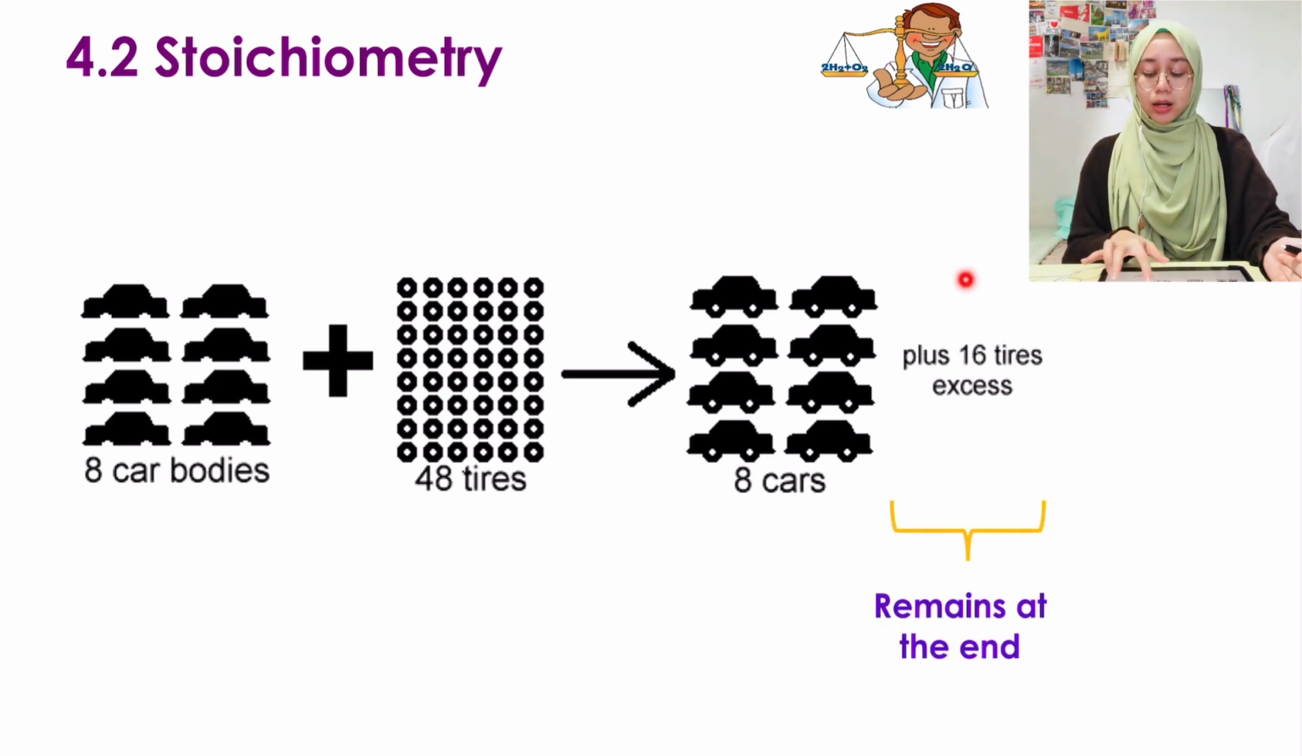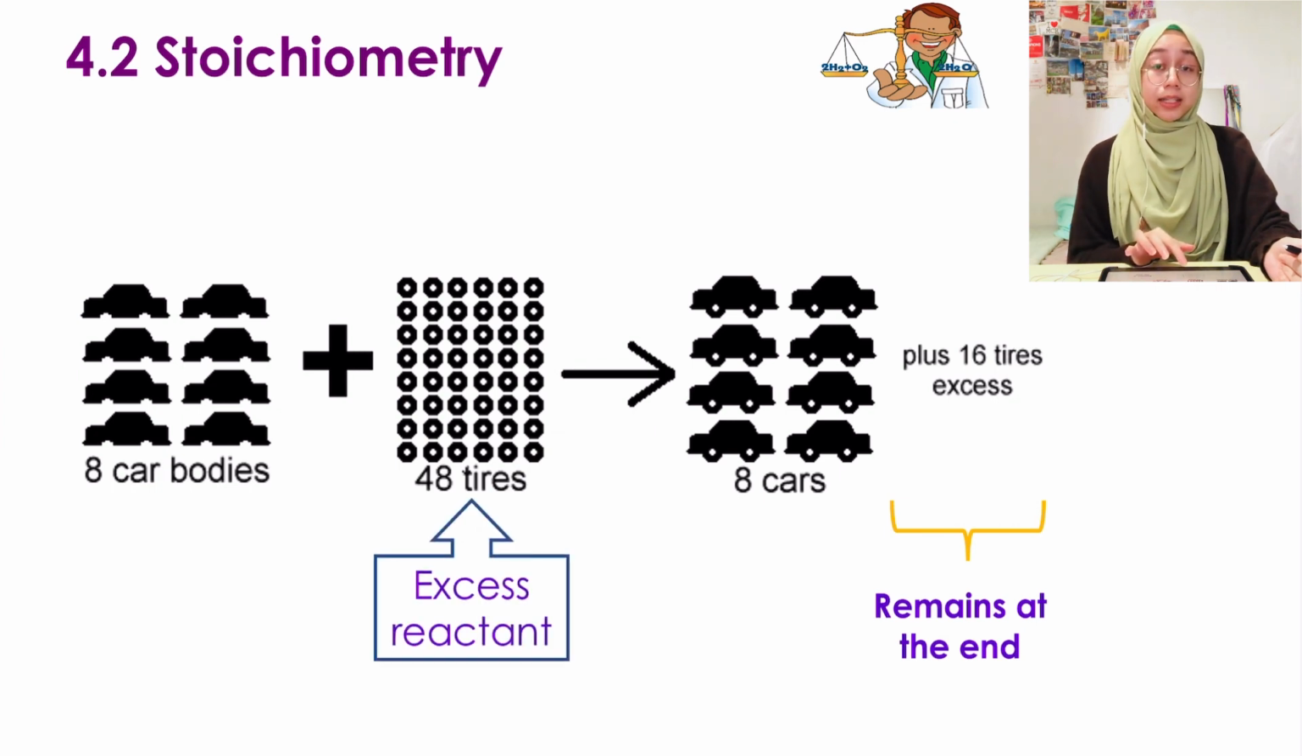So as you can see, some of the tires remain at the end. Okay, bermaksud the tires are not completely consumed. Kita tak habis guna pakai yang tu. Therefore, tires dekat sini is considered sebagai excess reactant. Sebab ada baki dekat hujung kan? And kita tak pakai habis pun.